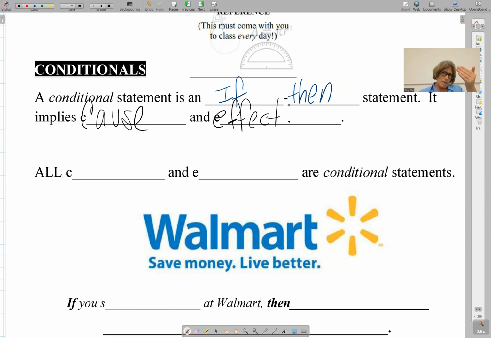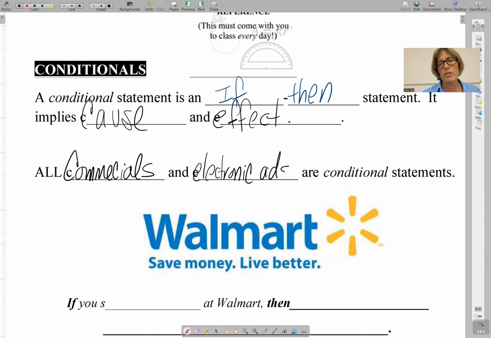Where do you see this indirectly implied? All commercials. Okay, all commercials. And electronic ads or memes even. Advertisements of certain kinds are conditional statements, even if you don't see the word if then.